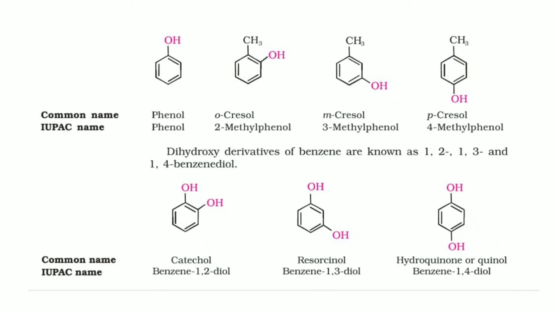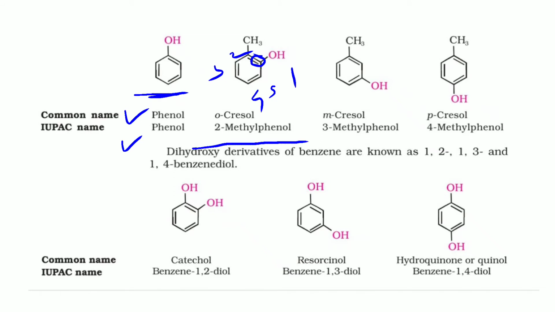Let's see. Here you can see this is phenol. The common name and IUPAC name are the same. It is orthocresol. You have to consider this carbon the first carbon, and then you can name 1, 2, 3, 4, 5, 6. You can see 1, 2, 3 from here, 1, 2, 3, 4, 5, 6. So it is 2-methyl phenol.